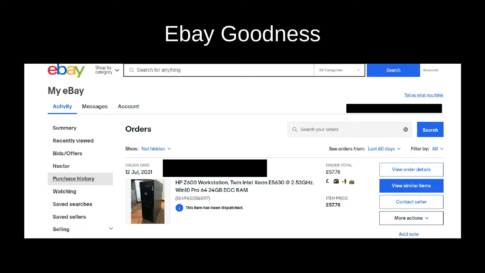So I picked up my Z600, this one. I picked this up for £60, around $80. It had in it 24 gig of ECC RAM. It had two processors, but they were the E5620. It had a 1 terabyte of spinning rust, and it also had a 256 gig SSD.